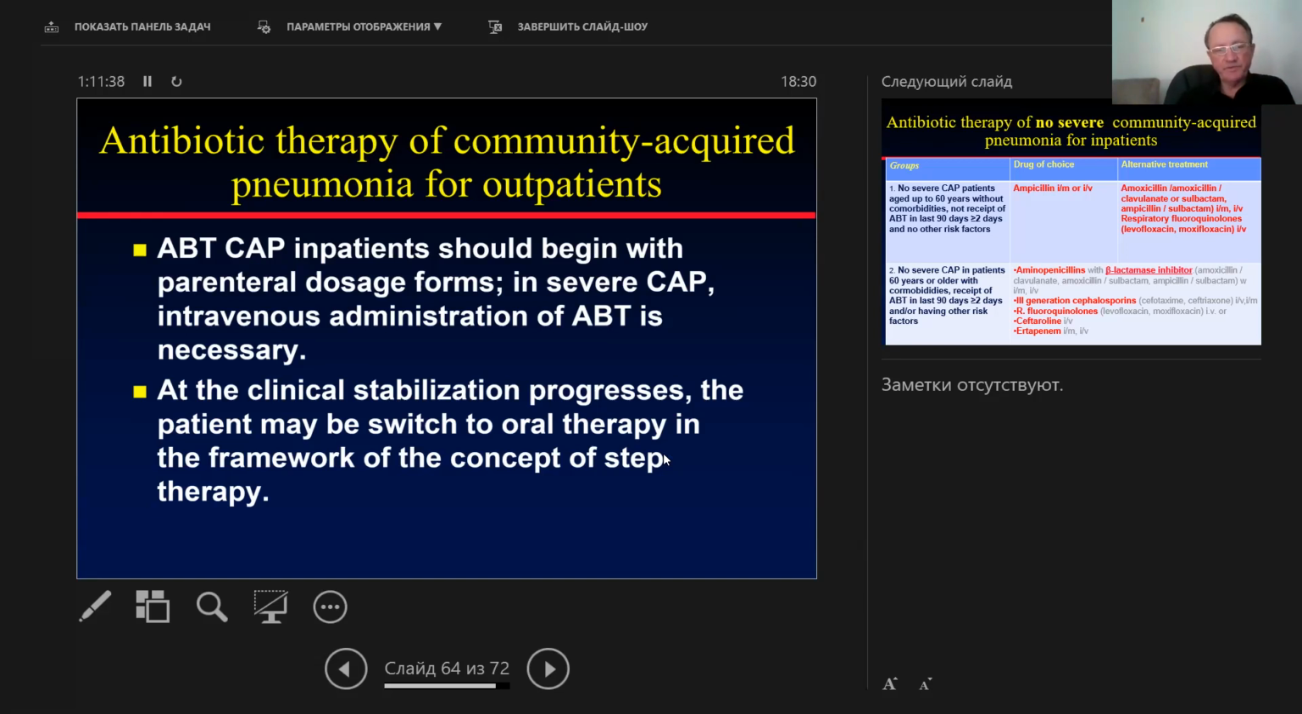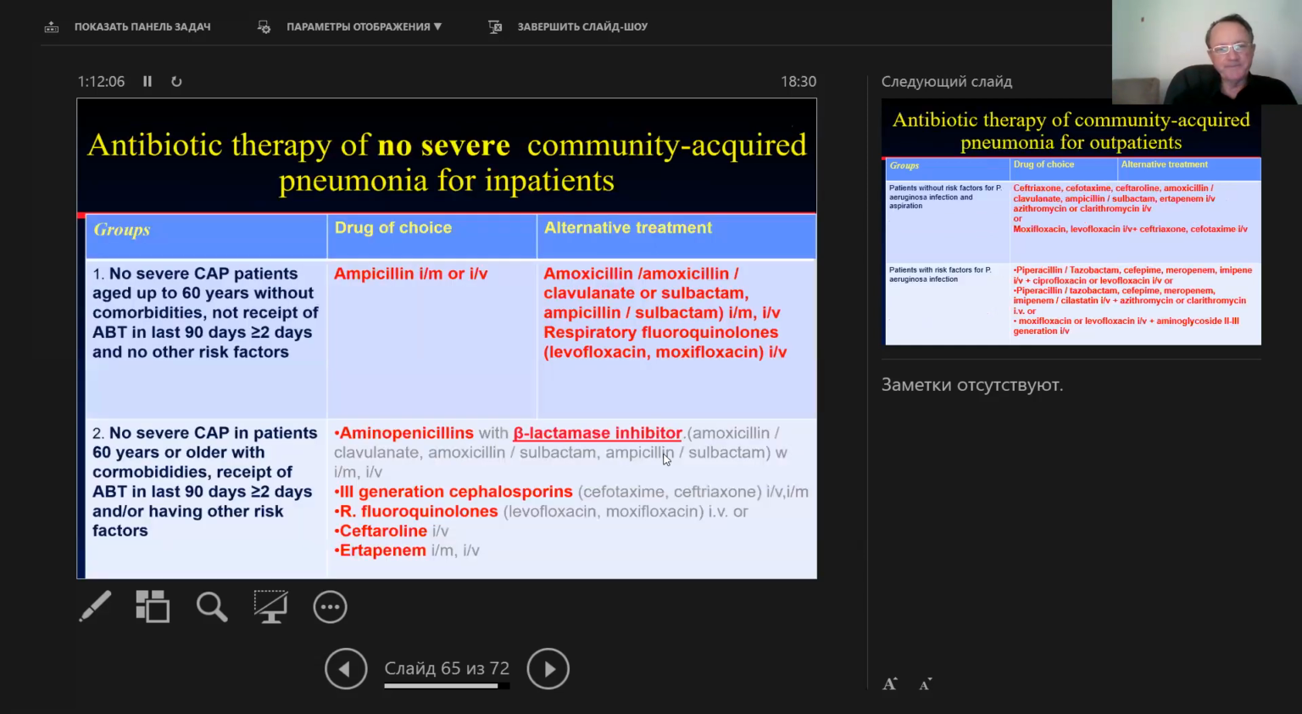Step therapy for antibiotics includes, for example, starting with intravenous or intramuscular administration of antibiotics, then switching to oral, for example the same antibiotic, if you reach an effect. For example, we can start with levofloxacin intravenously, then in case of effectiveness of the antibiotic, we switch to levofloxacin orally.